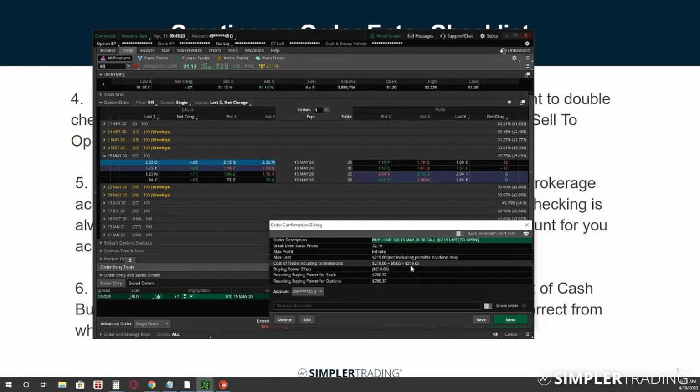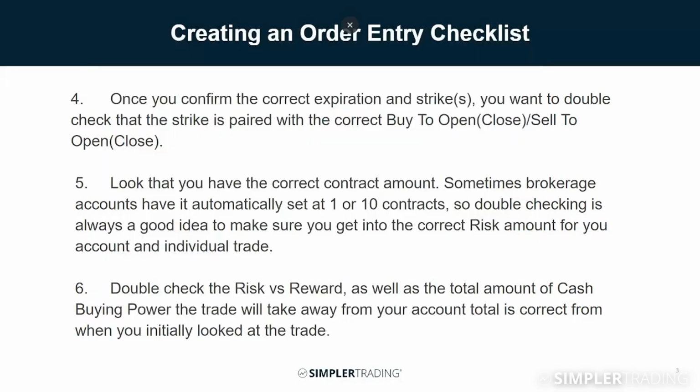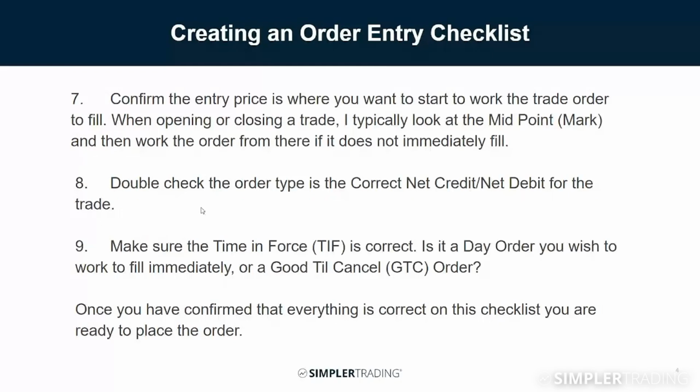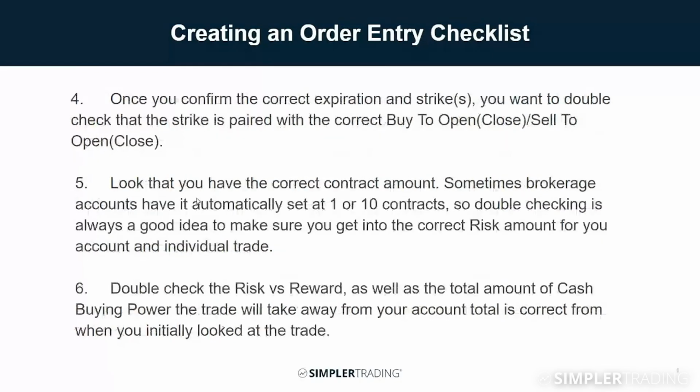Now that's the correct cash buying power I'm looking at for the contract amount, and it's right in the risk tolerance that I was looking for this trade. So making sure your contract amount is correct. There we go. So after you double check the contract amount, you want to double check the risk versus reward as well as the total amount of the cash buying power the trade will take away from your account total.